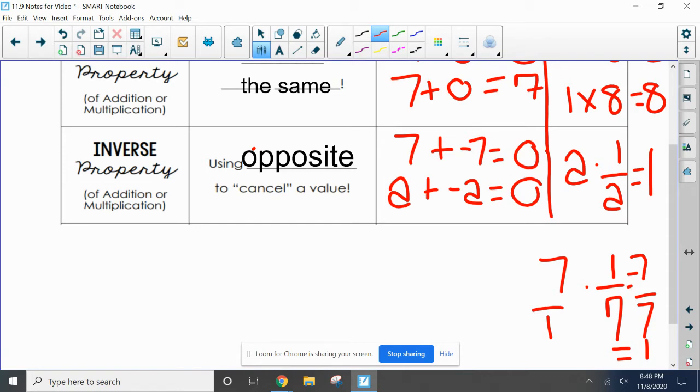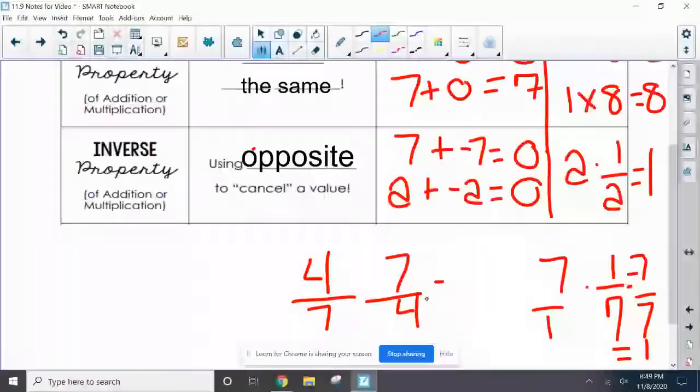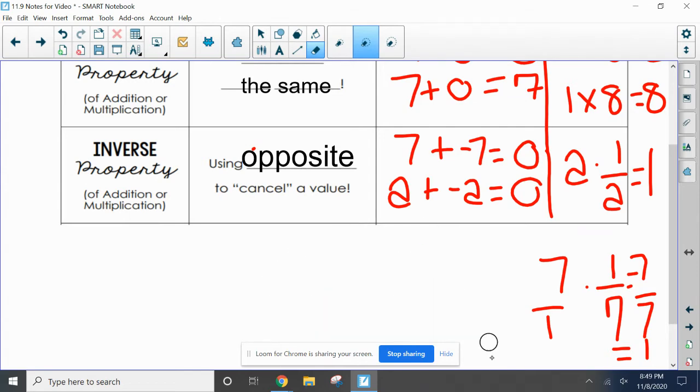So the opposite, A over 1, you flip A over 1, you're going to get 1 over A. So a fraction times its flipped fraction is going to give you 1. Like if I had 4 over 7 and 7 over 4, those are opposite because they're the same fraction but flipped, we're going to get 28 over 28, which is simply 1. So the opposite, or the flipped fraction, is going to multiply out to give you 1. So that's your inverse property.